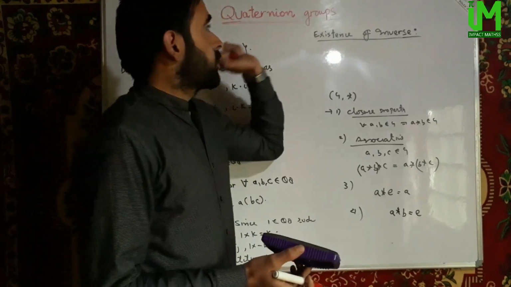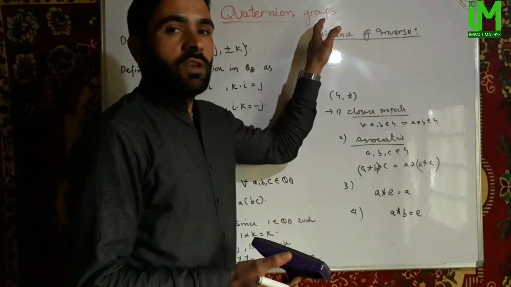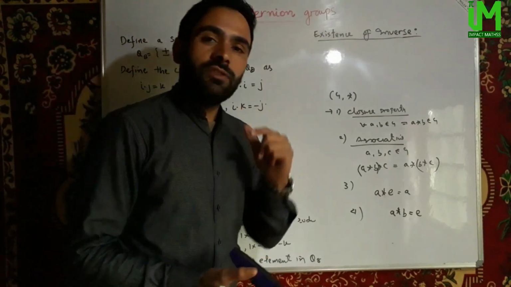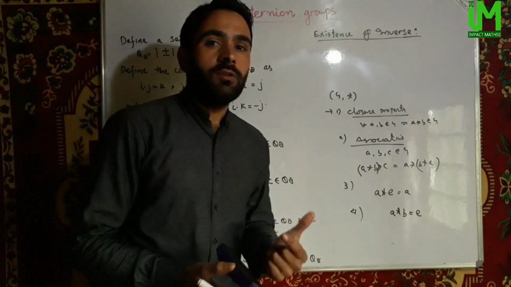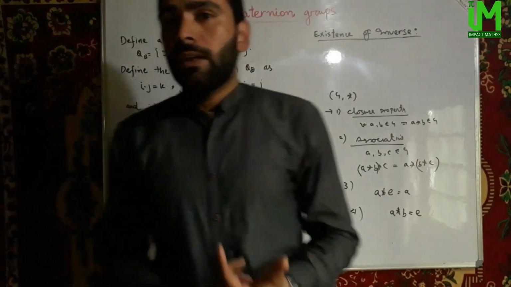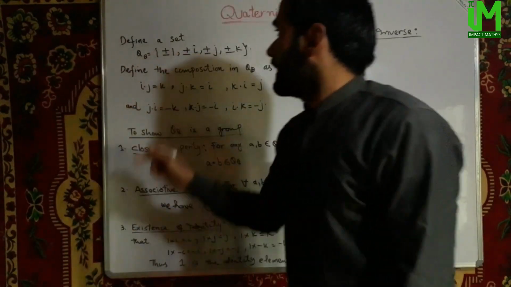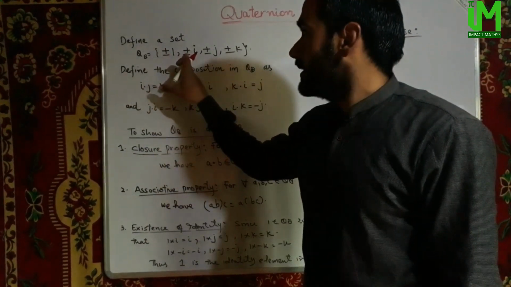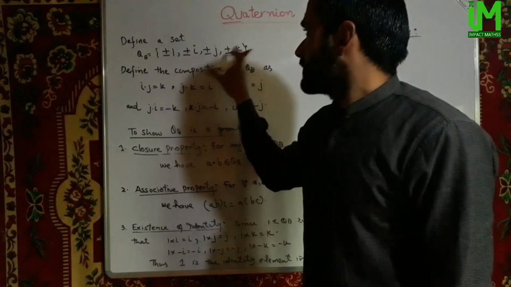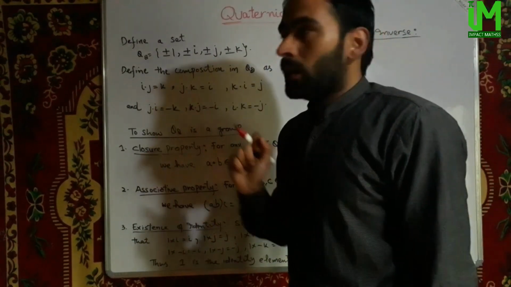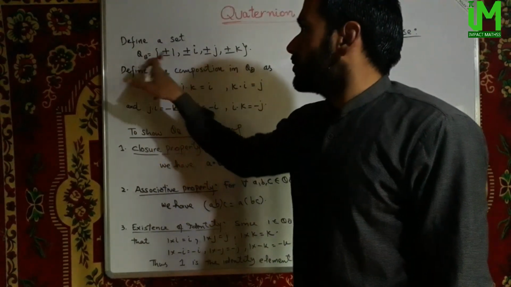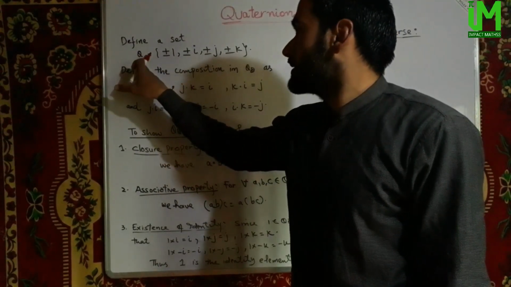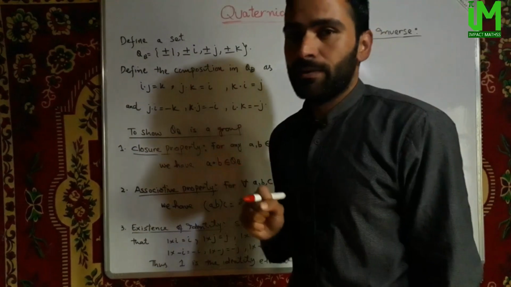Now, as the word Quaternion group suggests, it essentially has to be a group. So that means it has to be a set along with a binary operation. Now, what type of set is this? If we define a set as plus minus 1, plus minus i, plus minus j and plus minus k, that means Q has 8 elements, so we denote it as Q8. So it essentially means Q is a finite set with 8 elements.